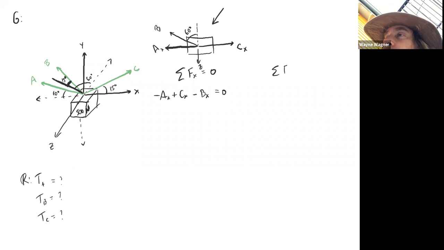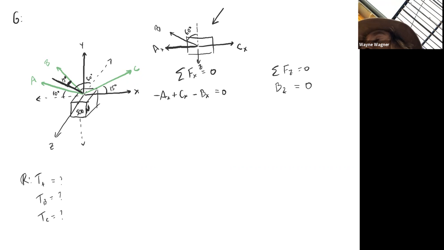Sum of the forces in the Z direction equals 0. Well, you'll notice that we only have one force in the Z direction, and that's B in the Z. And so B in the Z in this case has to be equal to 0. And this is the exact equivalent of having a 0 force member.